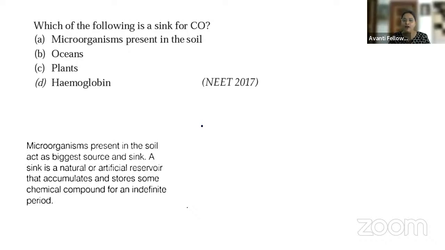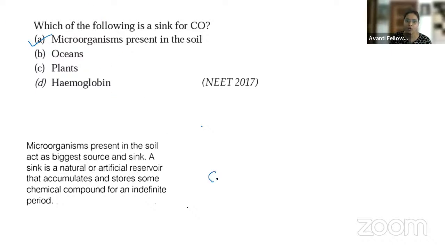Yes. So microorganism present in the soil act as the biggest source and sink. A sink is a natural or artificial reservoir that accumulates and stores some chemical compound for an indefinite period. Sink मतलब क्या होता है? It stores some chemical compound for indefinite period. So here the sink for CO, that is carbon monoxide, will be what? Microorganisms present in the soil. Sometimes such questions asked, but in terms of CO they asked for CO2.